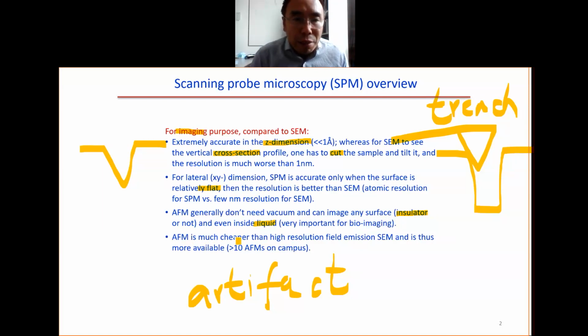And also, AFM is much cheaper than SEM, because for the AFM, we need no high vacuum, no high voltage. You can buy an AFM at about maybe $20,000. But if you buy an SEM, it's normally about $500,000.